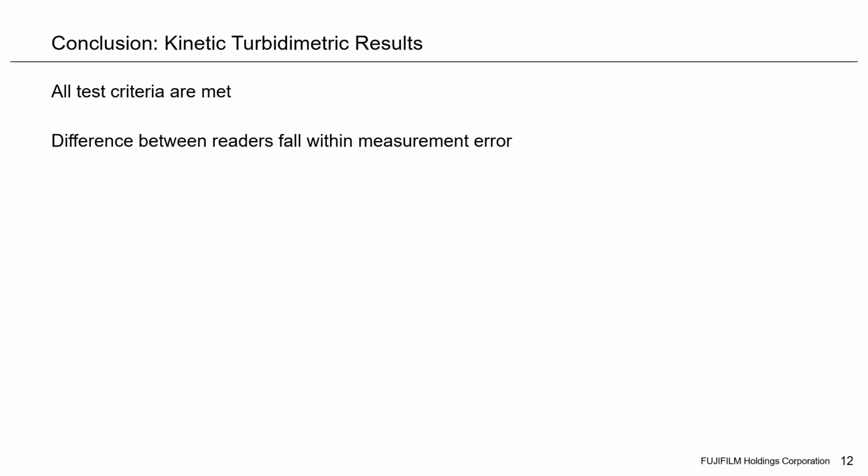The important thing, however, is that all test criteria are met for these results, and the difference between readers falls within that measurement error. Of course, the specified error of 50 to 200%, and then also the linear regression error that we were seeing for this specific standard curve.